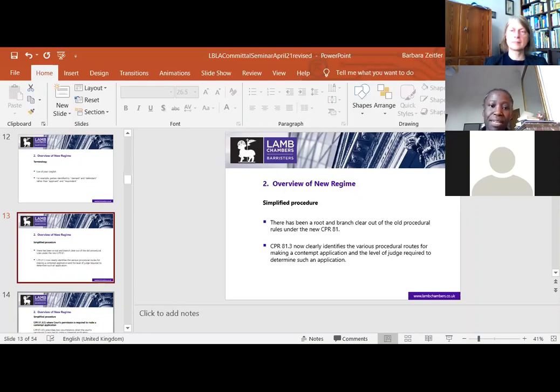There's also been, as I mentioned, a simplified procedure. There has been a real roots and branch clear out of the old procedural rules. The rules used to depend on jurisdiction and the nature of the contempt alleged. The new CPR 81.3 now clearly identifies various procedural routes for making a contempt application and the level of judge required to determine such an application.